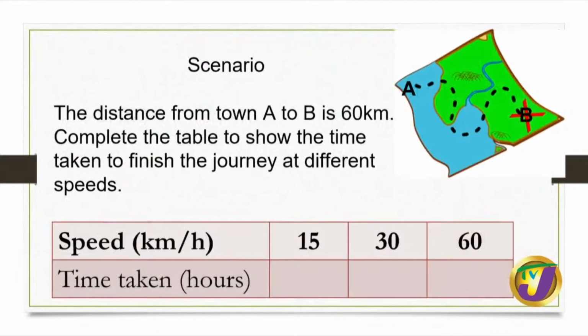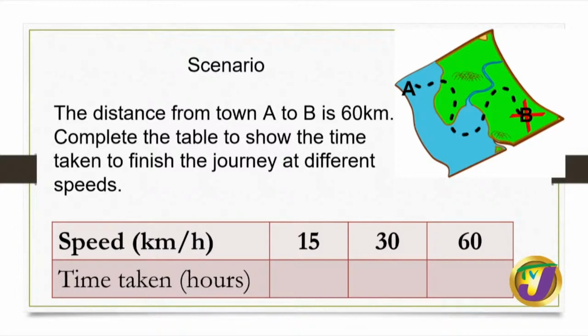Now I see a scenario coming up on screen, and I love scenarios. There's a distance from town A to B, and that distance is 60 kilometers. We want to complete this table to show the time taken to finish this journey at the different speeds: 15 km per hour, 30 km per hour, and 60 km per hour.